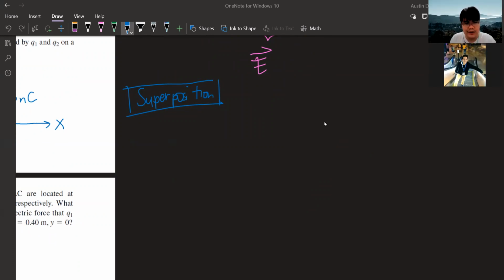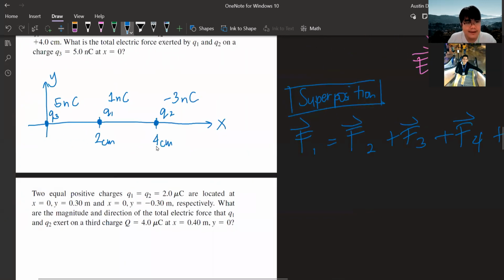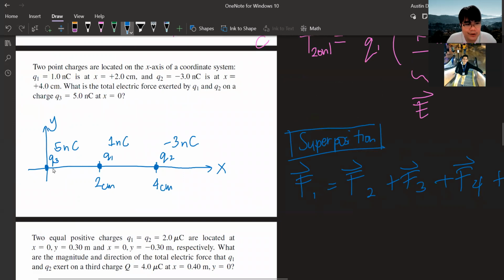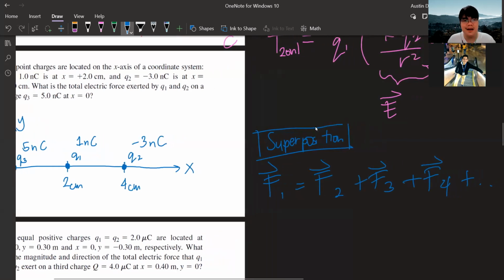Kunwari, the total force on object 1 is the forces that are given by 2, by 3, by 4, and so on, so forth. Okay? So in this case, the total electric force on Q3 would just be the addition of Q1 and Q2. Okay? So hindi siya makakapag-exert ng force sa sarili niya. In the same way, hindi natin mabubuhat yung sarili natin. Parang ganun lang.